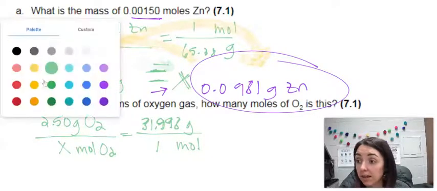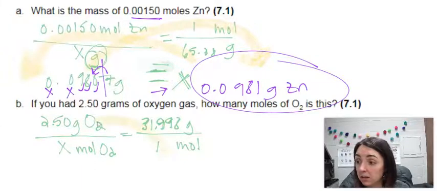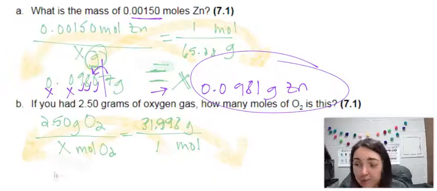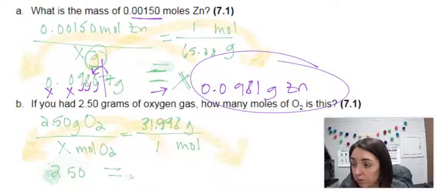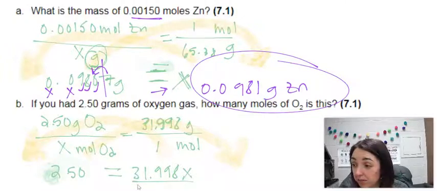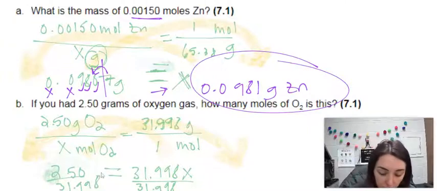Now I'm still going to do the same thing with my algebra. Bottom times top equals bottom times top. But my algebra is just going to be a touch more complicated this time. So that gives me 2.50 times 1 equals 31.998 times X. Well, we know to get that X by itself, we need to divide both sides by 31.998. So I need to do 2.5 divided by 31.998.